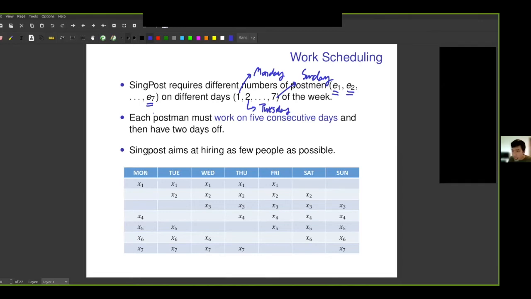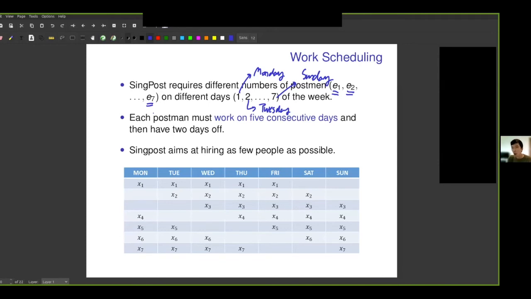Even though these are mathematical symbols, I would like to highlight that these are not decision variables, because these requirements are not something that you have control over. Somebody will say to you that on Monday, I need to have at least 10 employees, and on Tuesday, I need to have at least 12 employees. This is not something that you have control over, so they are not the decision variables in your optimization problem.